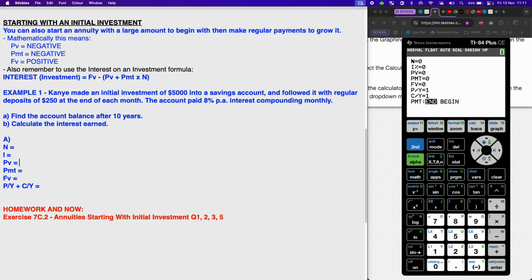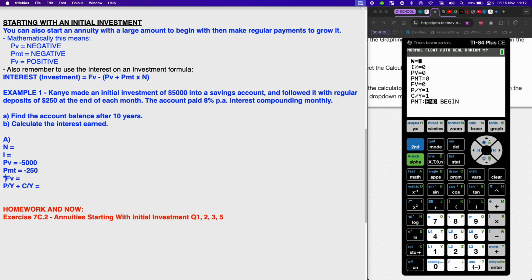He's putting the money in the bank. So what sign is it going to be? Negative 5,000. Well done. Is he putting money in regularly as well? How much? Good. What sign would that be if it's going from his pocket? Good. So he's also putting 250 in regularly. I'm trying to find what the balance grows to.